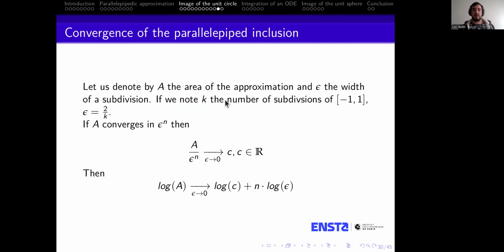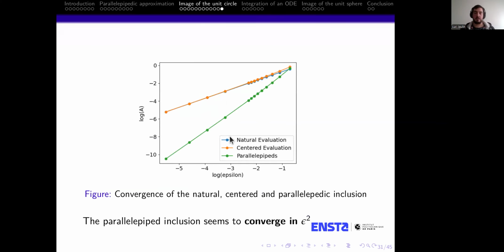If we plot this for the three methods, so the natural evaluation, the centered evaluation, and the parallelepipeds, you have the figure here. In blue and orange, you see the natural and centered evaluation. We have a slope of 1, meaning that it converges in epsilon. And in green, we have a slope of 2.